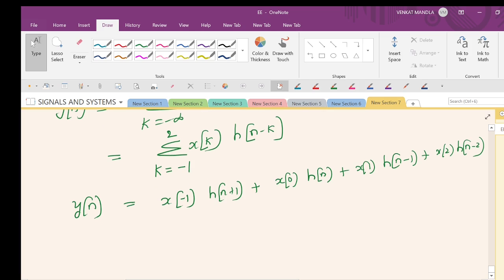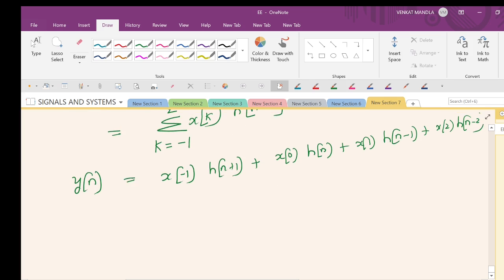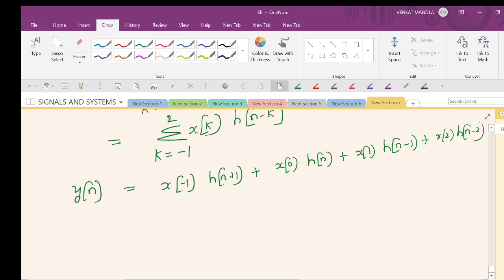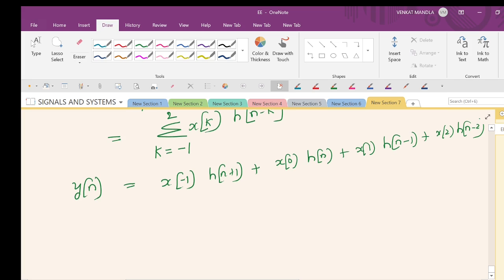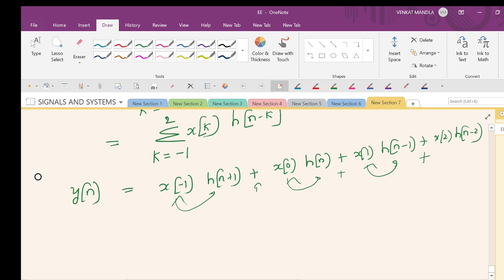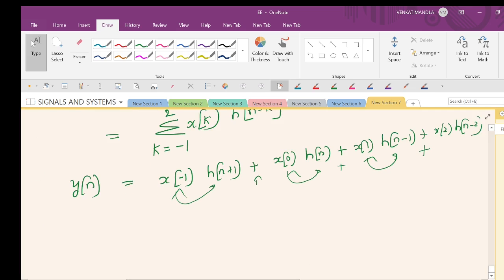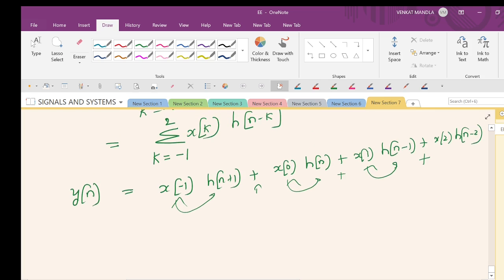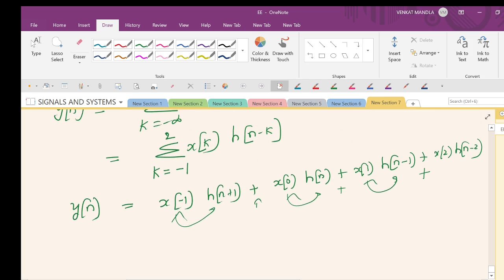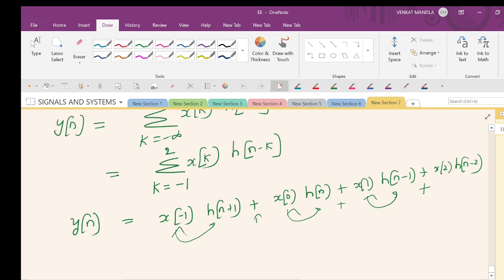Substitute n equal to 0 in the equation to get y of 0. So we are multiplying the signals and adding, multiplying and adding, multiplying and adding. Okay. In the continuous time case also, we are multiplying the two signals and integrating, but here we are summing, because this is a discrete time signal now. So this is what we have to do, but there is a shortcut. There is a tabular method. We'll explain that.